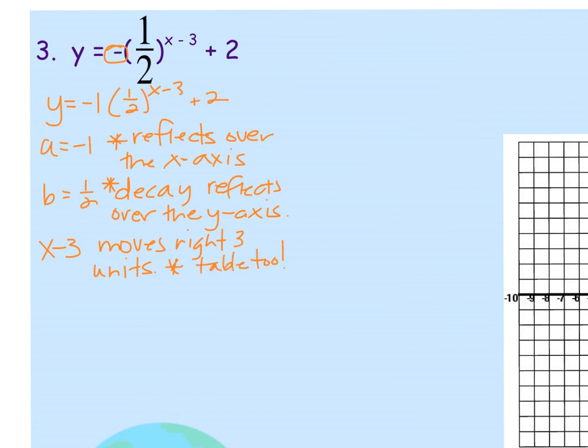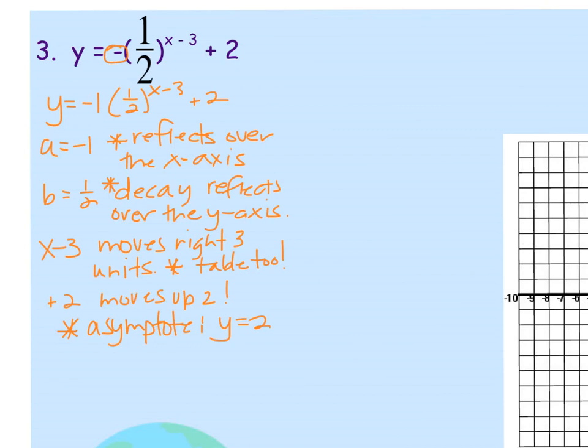So we'll talk about that in just a moment. Let's see, what else are we doing here? Oh, that plus 2 at the end. The plus 2 is going to move everything up 2. And I wrote this one last because this also changes our asymptote. So the asymptote, because of that plus 2, isn't going to be y equals 0 anymore. It's going to be y equals 2. So we'll see what that does to our graph when we're done.